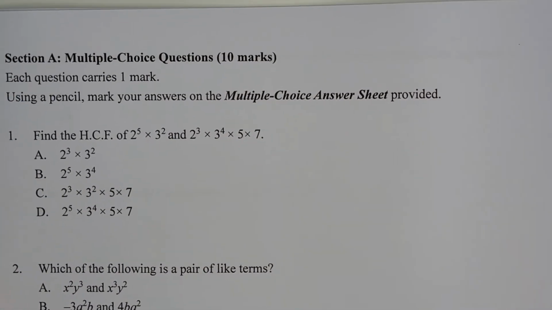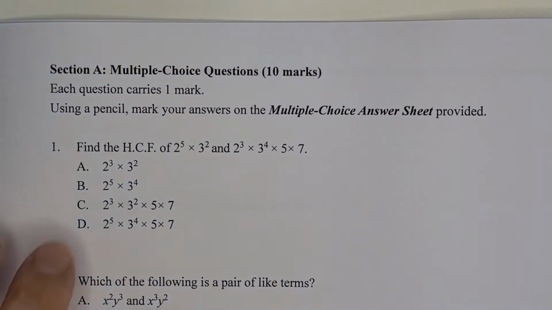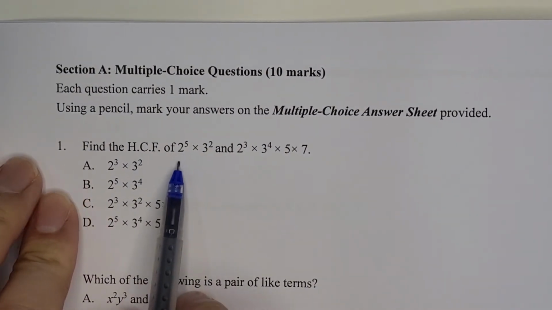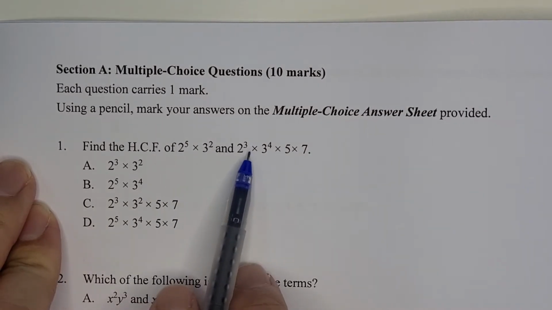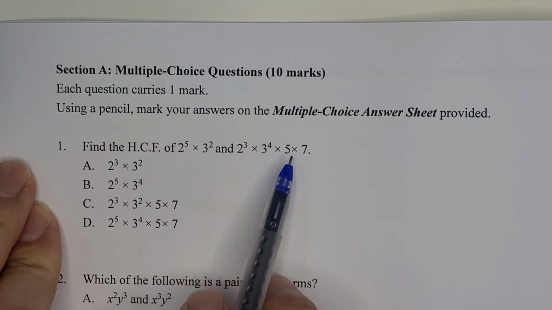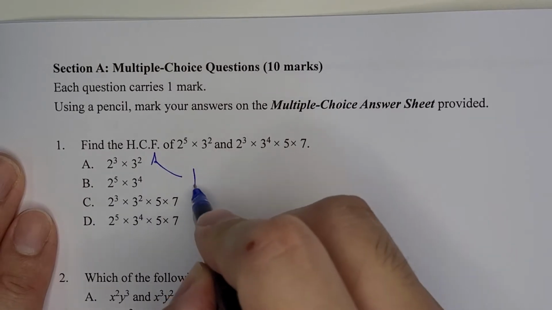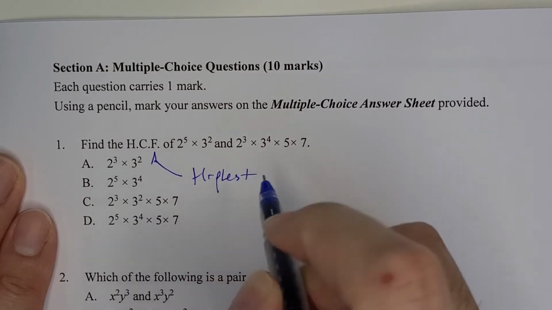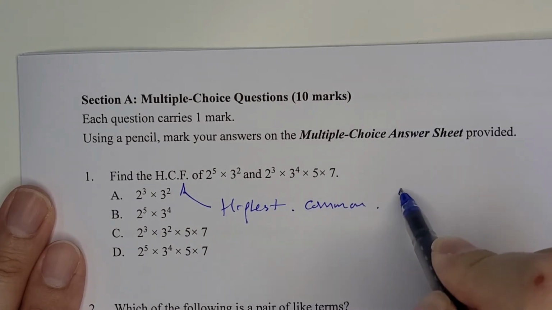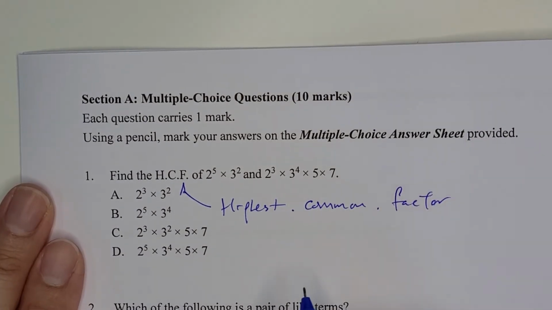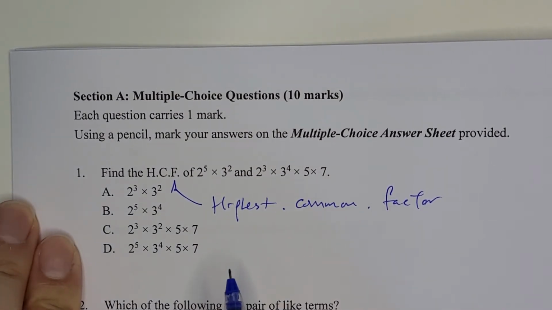Okay, let's look at the solution of this paper. For question number 1, find the HCF of 2 to the power 5 times 3 squared and 2 to the power 3 times 3 to the power 4 times 5 times 7. HCF means highest common factor, 最大公因數. Okay, so how do we find this?